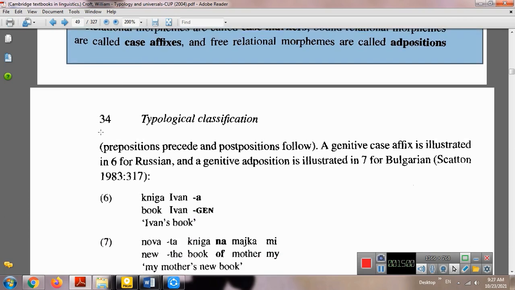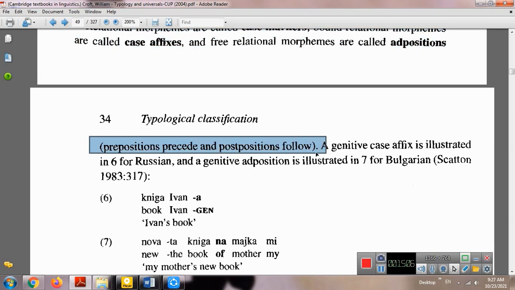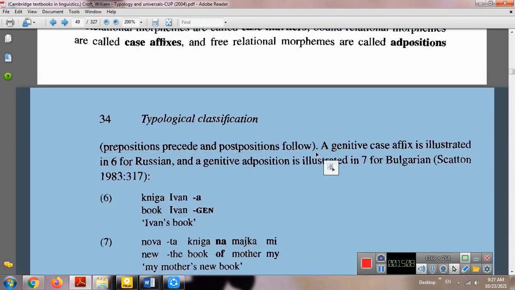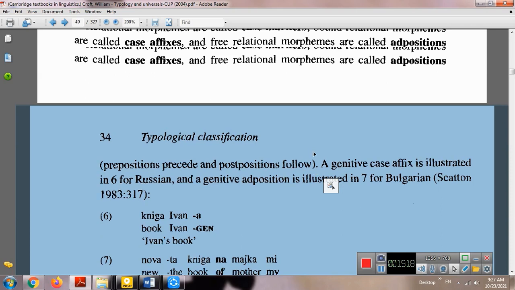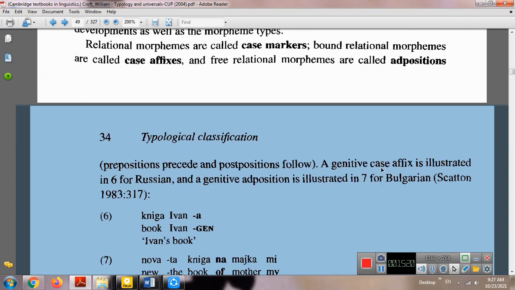Prepositions precede and postpositions follow. You should know that the preposition precedes the matter we want to study, and when we say that postposition, it means that it follows that. A genitive case affix. When we say case affix, it means that it is a bound relational morpheme, dear student. It means that the genitive is a bound relational morpheme.